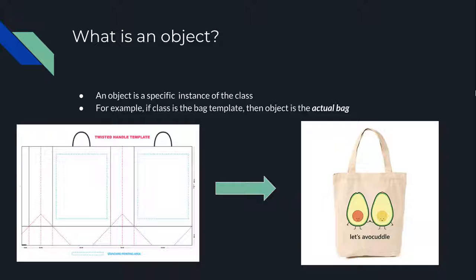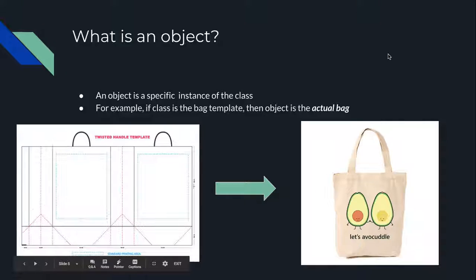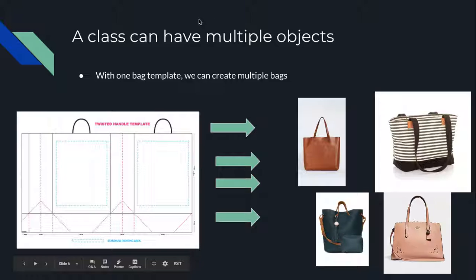In computer science, we say an object is a specific instance of the class. And in terms of our bag example, what we could say is if we have a class template, if we have a bag template, then we can create an actual bag from it. We can create a specific instance of a bag. So in this case, we have a Let's Avocado bag right here. And for one class or one template, we can create multiple objects. So right here, we have one bag template, and we can create multiple different kinds of bags right here.